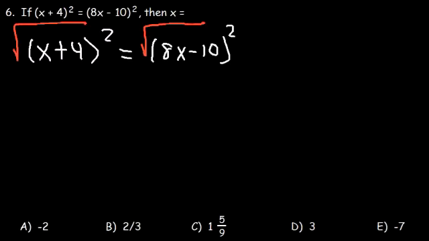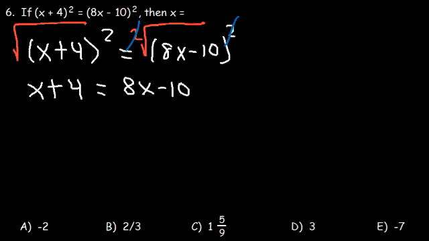When you square root a square, you need to keep in mind that the index number is 2. And so the 2's will cancel. And therefore the square root will get rid of the square. And so we don't need the parentheses anymore. So what we have is just x plus 4 is equal to 8x minus 10.